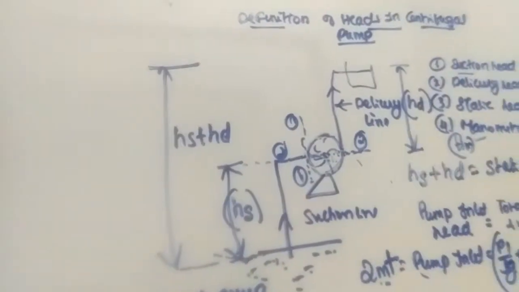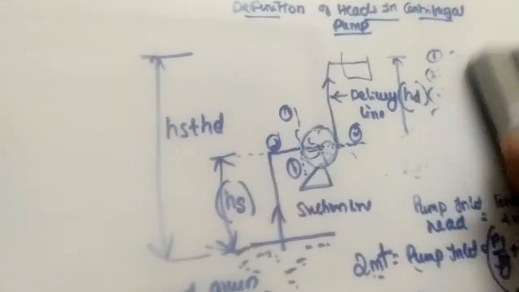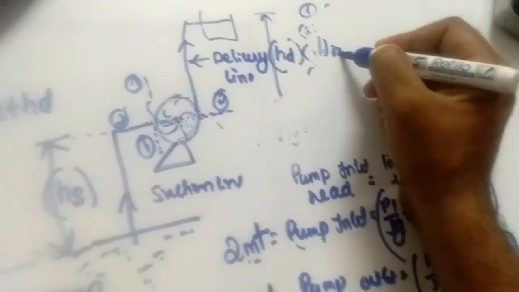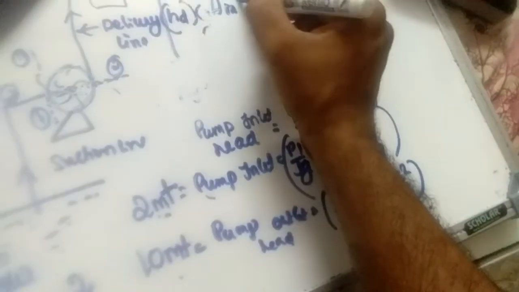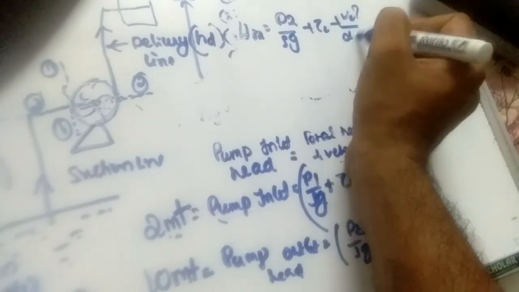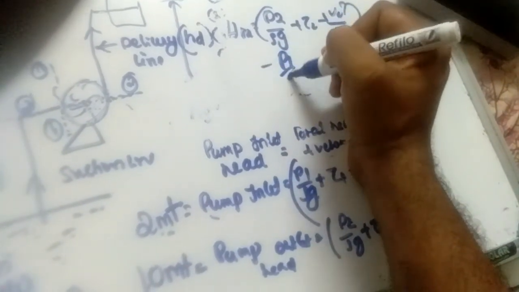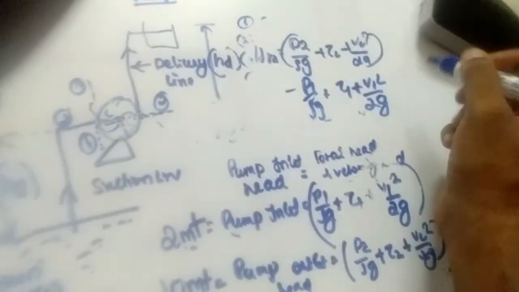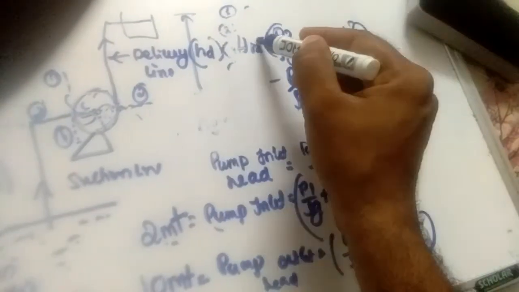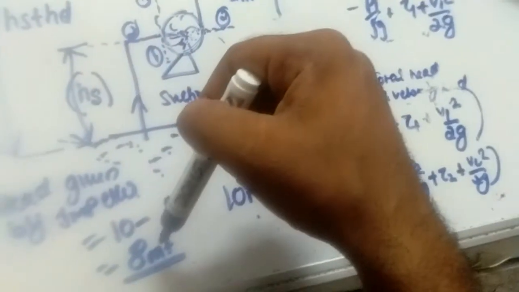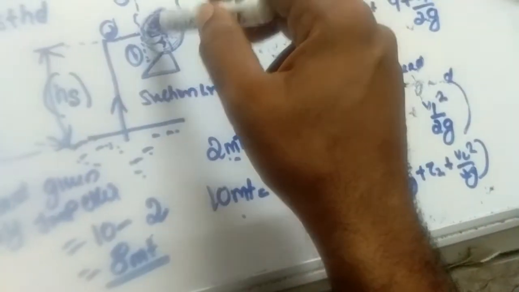Then HM is equal to P2 by rho g plus Z2 plus V2 square by 2g, minus P1 by rho g plus Z1 plus V1 square by 2g. So this head of 8 meter is given by the pump.